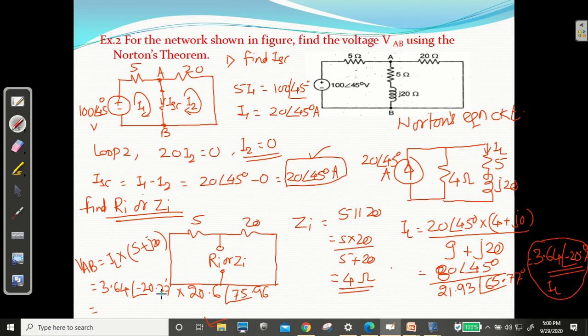VAB equals the magnitude multiplied: how much is coming? 3.64 into 20.6, I am getting 74.98, about 75, of the angle. These we will add, so plus and minus, how much will come? 75.96 minus 20.77. I am getting 55.19 volts. Okay, so that is the answer.